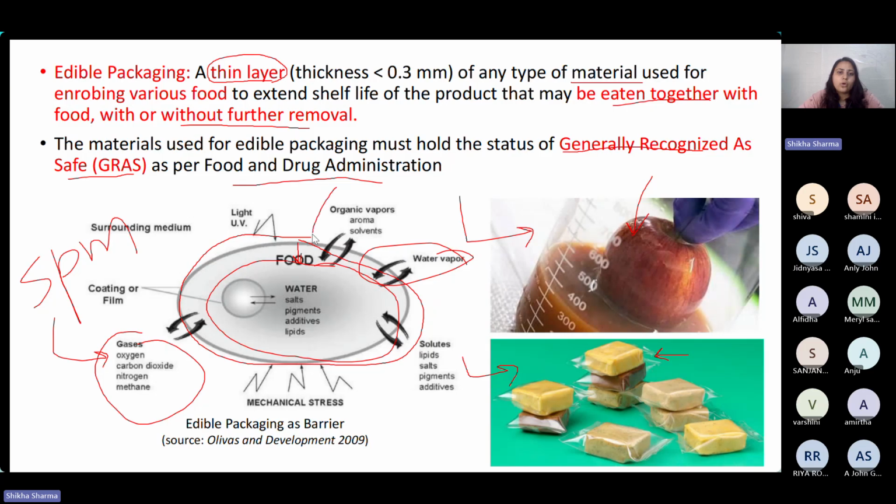Also, we can incorporate some important fortifying agents or nutraceutical agents, like vitamin D fortification, in this coating material. So suppose over any fruit we are doing this coating, that fruit is now enriched with vitamin D. This way we can fortify food products as well with this type of packaging materials.